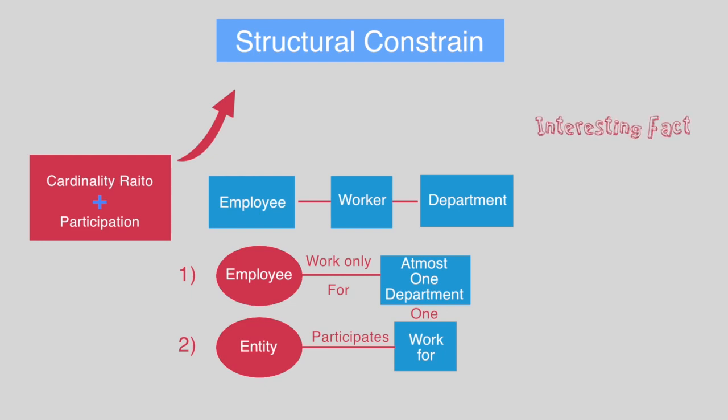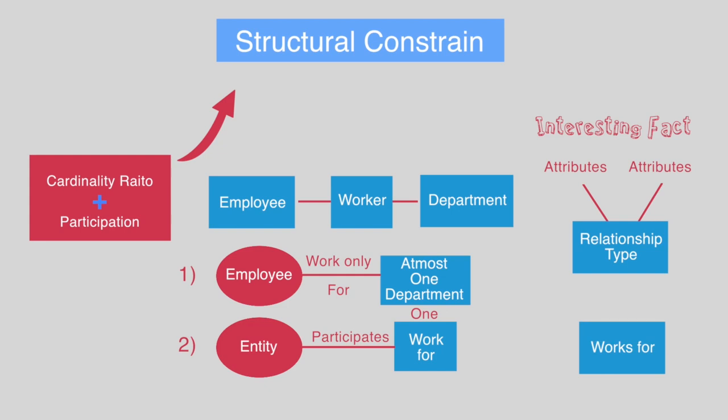There is one more interesting fact that relationship types also have attributes, just like entity types. For example, to record the number of hours per week that a particular employee works on a particular project, we can include an attribute hours for the works on relationship type.